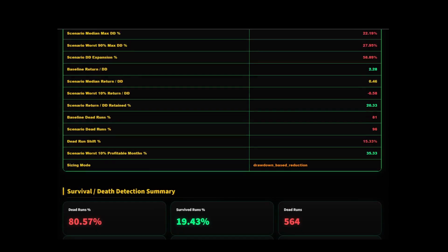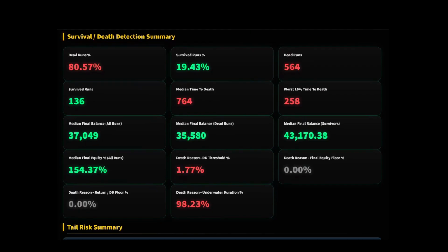Next, we move into the survival and death detection summary. This section shows how many Monte Carlo runs survived, how many failed, how fast the failed runs broke, and what the main failure reason was. Here we can also see the median final balance for all runs, for dead runs, and for the surviving runs. So this section is mainly about survival behavior. It tells us whether the system only looks good on average, or whether it can actually stay alive under stress.